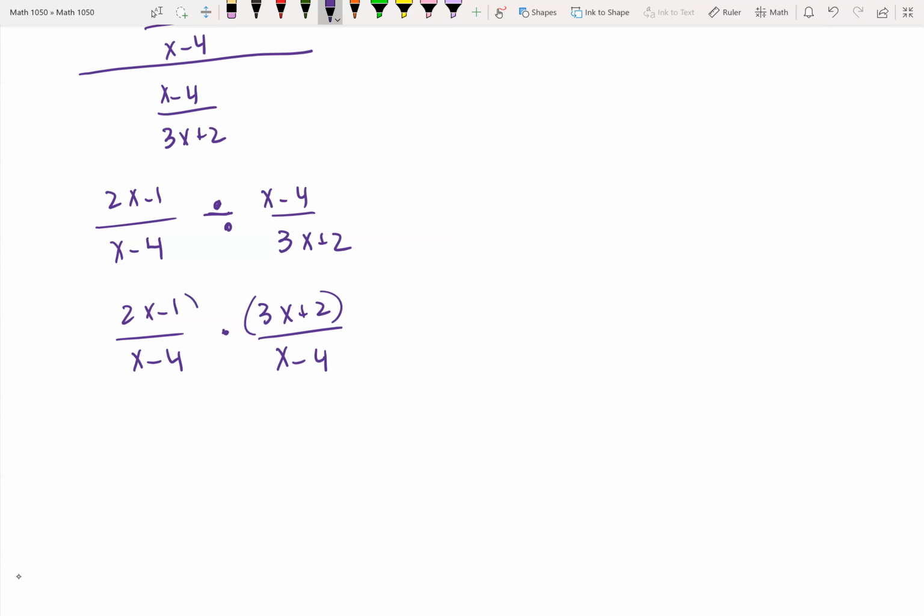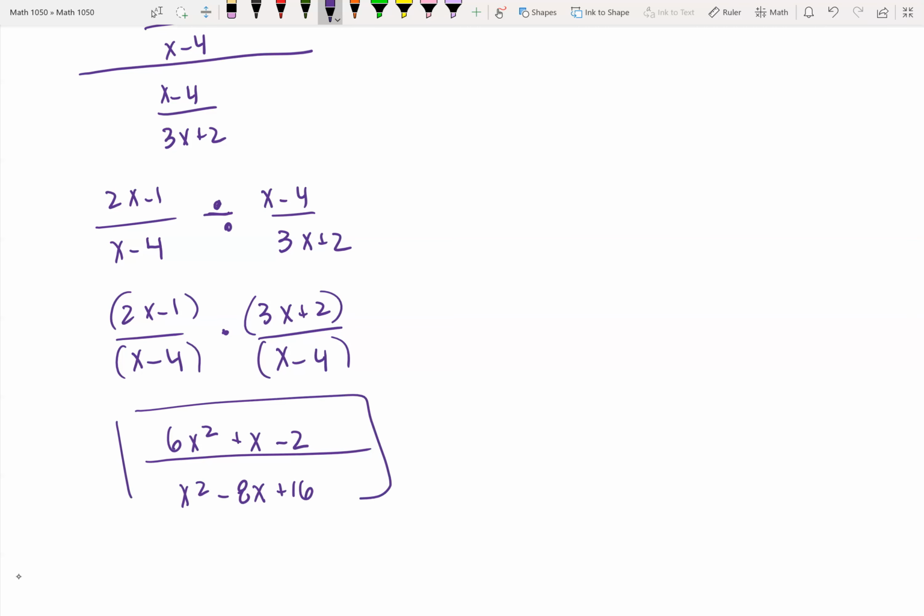On the top and the bottom, you have to FOIL. So when you FOIL the top, you get 6x to the second plus 4x minus 3x is a plus 1x minus 2. FOIL the bottom, x to the second minus 8x plus 16, and you're done.